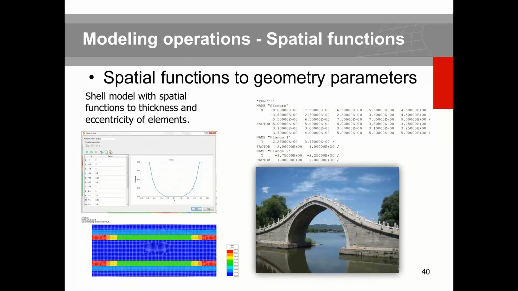With respect to the functions, it can be assigned to the geometry to simulate the geometry thickness. For instance, in this example here, we defined a space function representing the thickness of the shell. This model is made of shell, and the function basically represents the thickness of the shell element and the eccentricity of the shell element. So this is also a smart way of modeling.